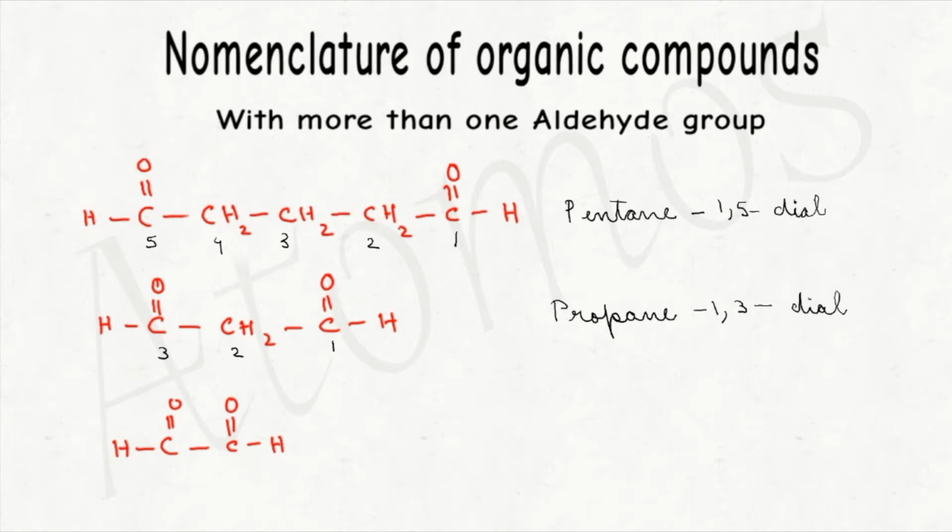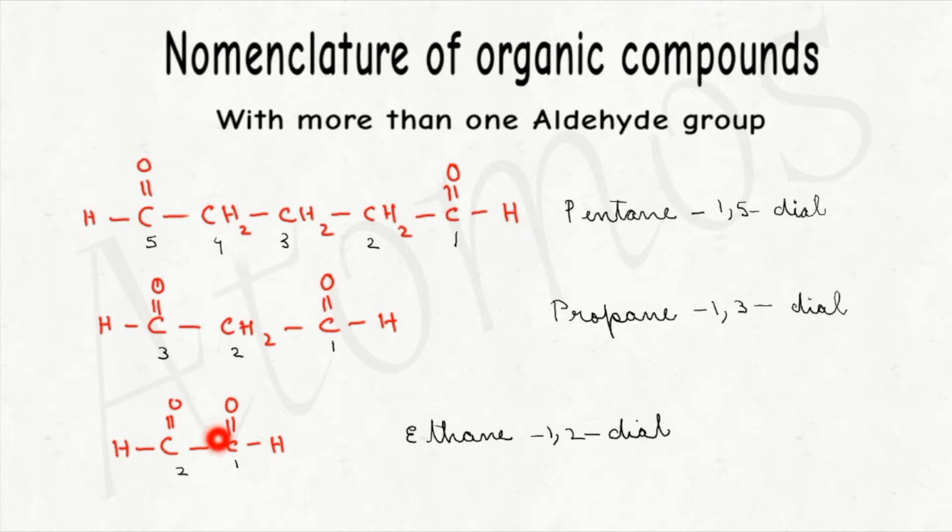What about the next one? Earlier it was pentane, then propane. Now 2 carbon atoms are present. So, how to write the name? Ethane 1,2 dial. This is the name of the compound.